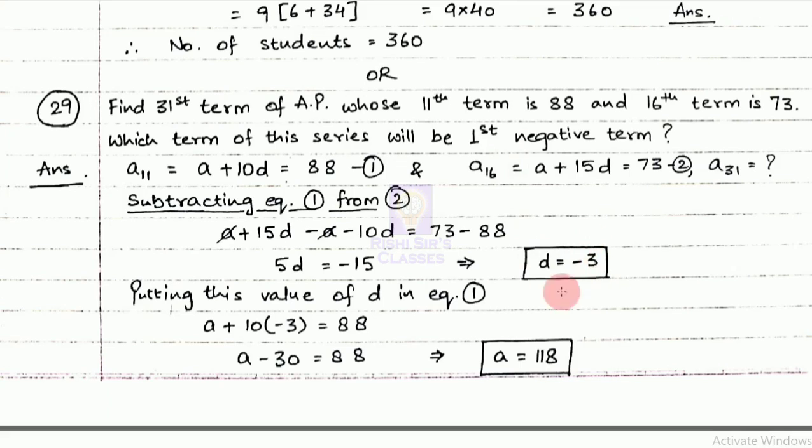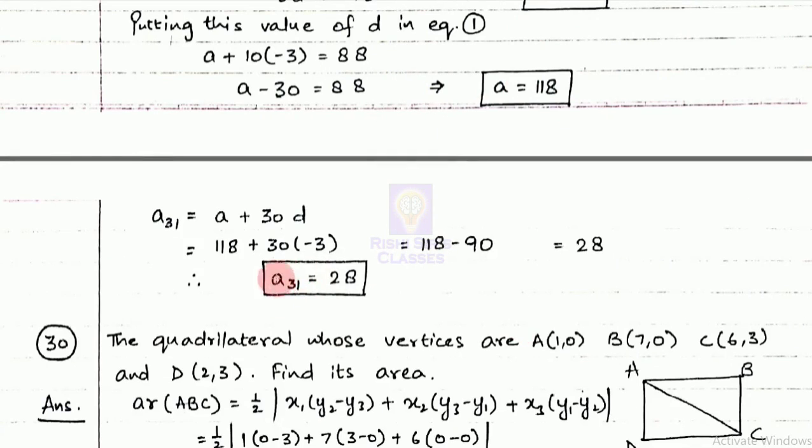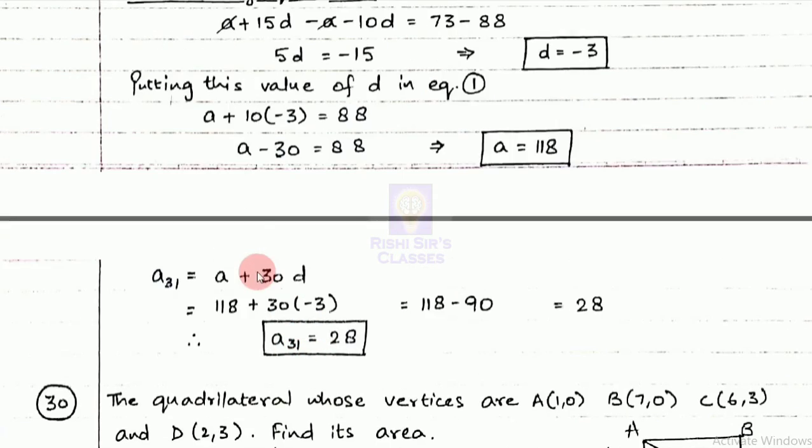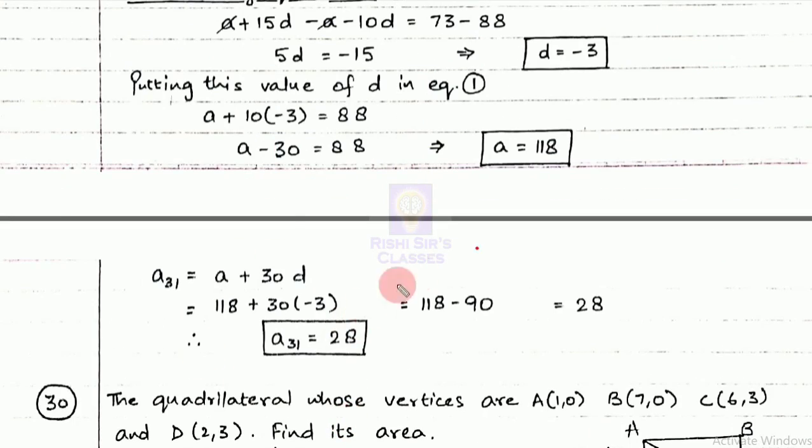We can find the value of D and we can find the value of A. After that, over here we have to find out the value of A31. A31 we are getting as 28. We need to find out the value of the first negative term. So for the first negative term, the value of An should be less than 0.